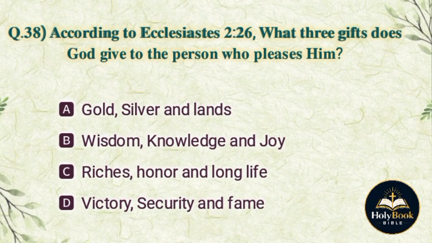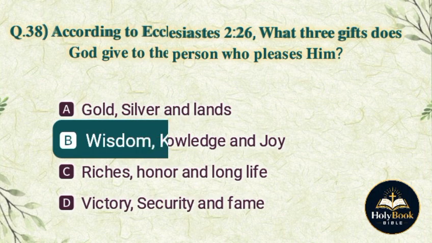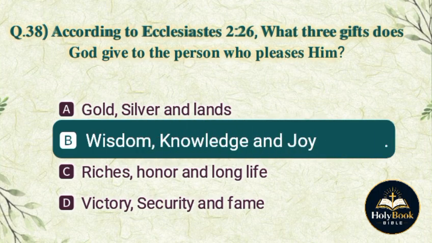Question: According to Ecclesiastes Chapter 2, verse 26, what three gifts does God give to the person who pleases him? Options: A. Gold, silver and lands. B. Wisdom, knowledge and joy. C. Riches, honor and long life. D. Victory, security and fame. The correct answer is option B. Wisdom, knowledge and joy.